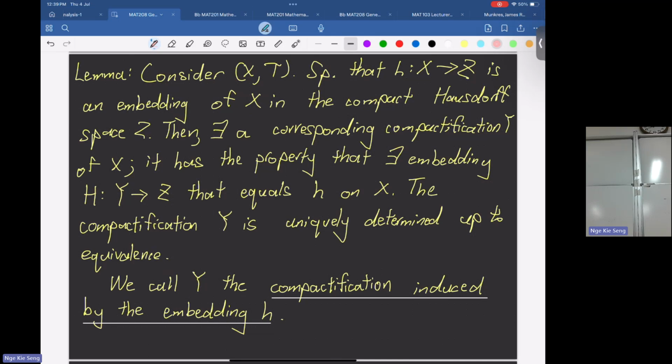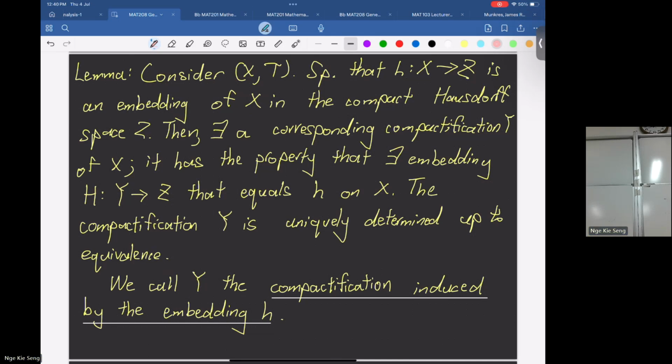Maybe you can build your Stone-Cech configuration using a different way. No need to use my embedding. But as long as you can produce a space such that it is compact Hausdorff, with the unique extension property, that is a Stone-Cech configuration. You don't need to use the infinite product way. But if you use a different way, are they the same or not? My theorem says they have to be the same up to homeomorphism. Okay or not? Does it make sense?